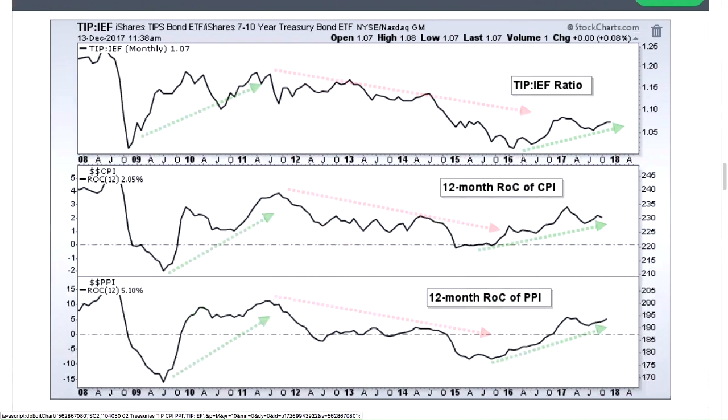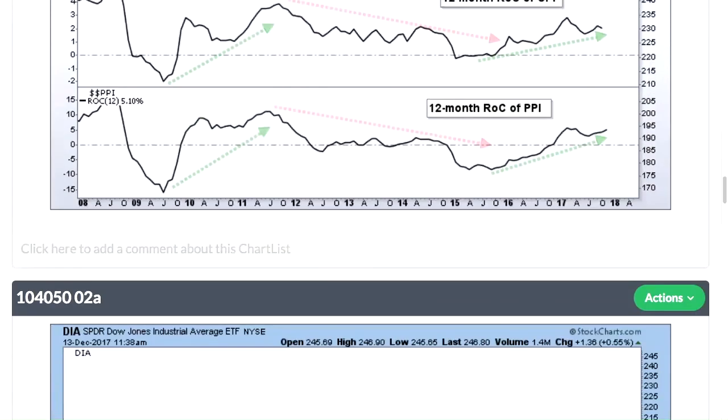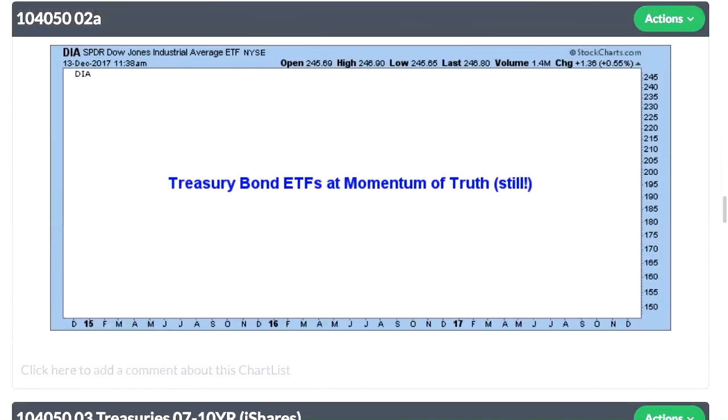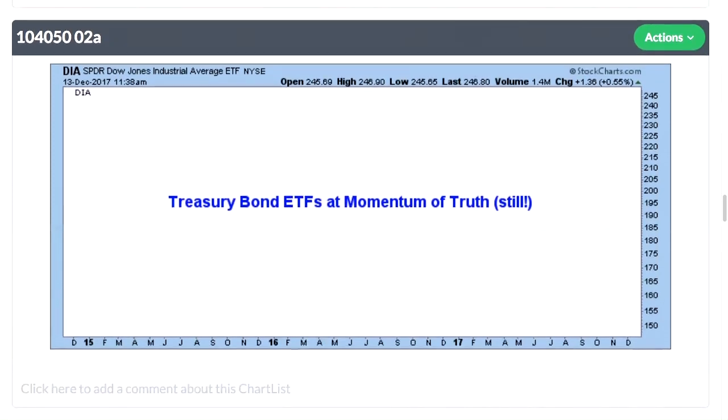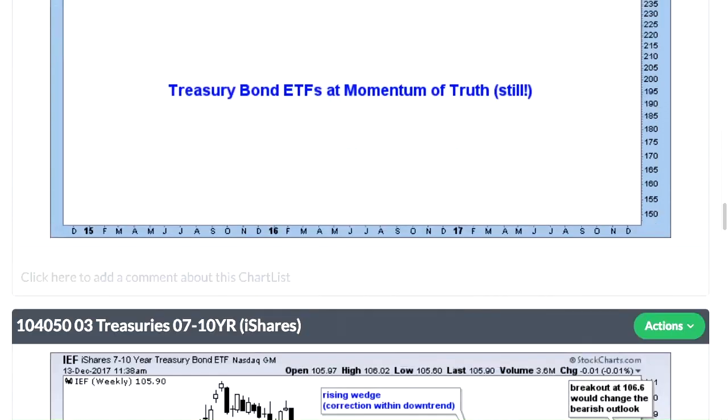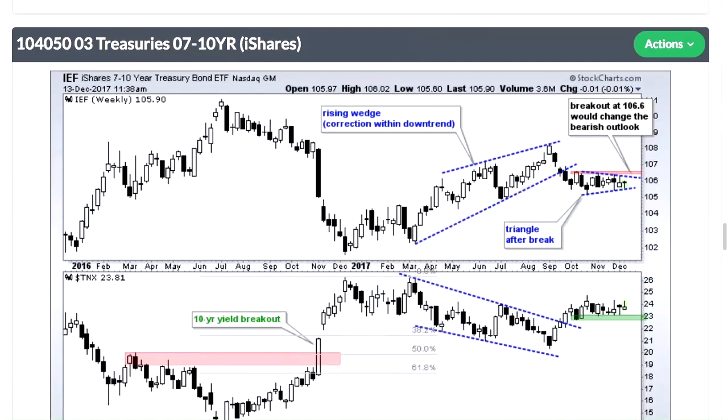So we're seeing a little bit of inflationary pressure coming from the CPI, the PPI, and that is reflected in the TIP IEF ratio. So this is something we might want to consider in our 2018 strategy if we're looking for not trades, but investments. And the first thing that this is going to affect is going to be the bond market. And so we're going to look at the treasury bond ETFs because they're at a moment of truth. They've been at a moment of truth for over a month, it seems. I have to agree with that.